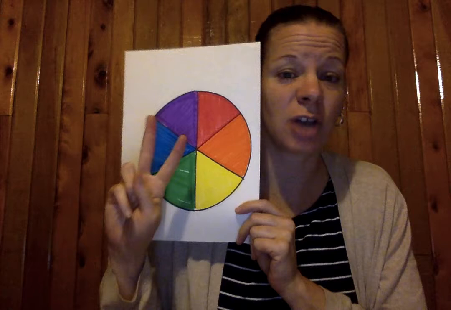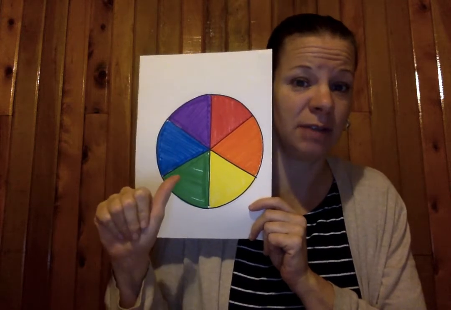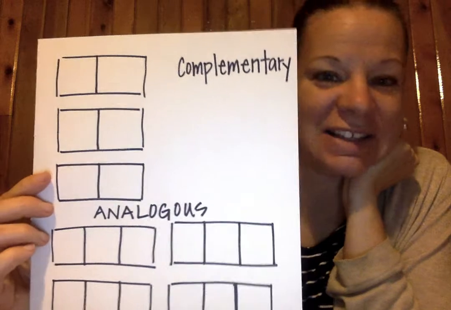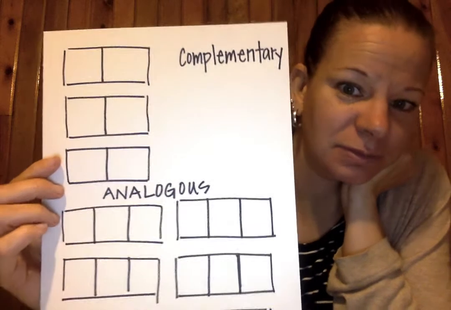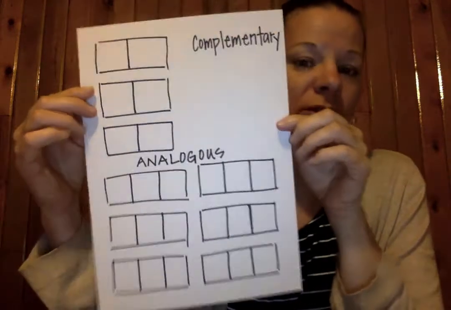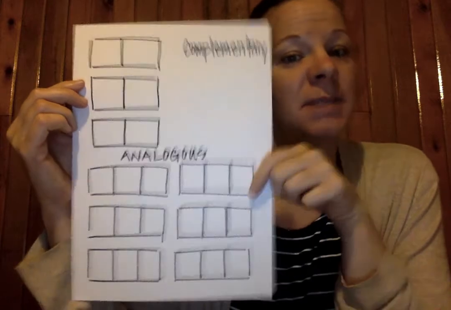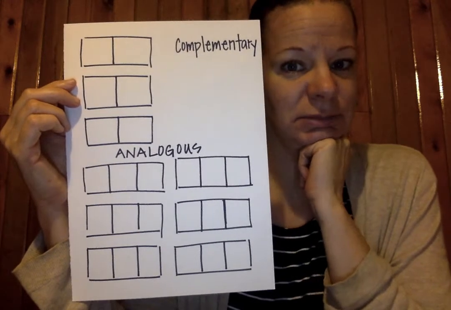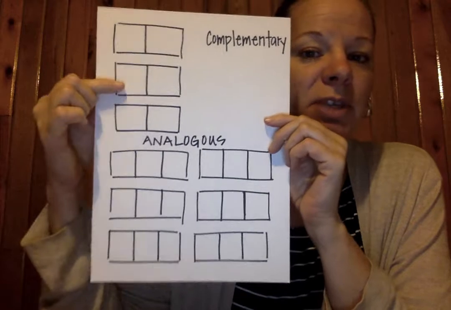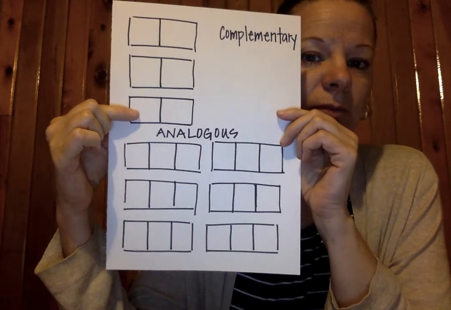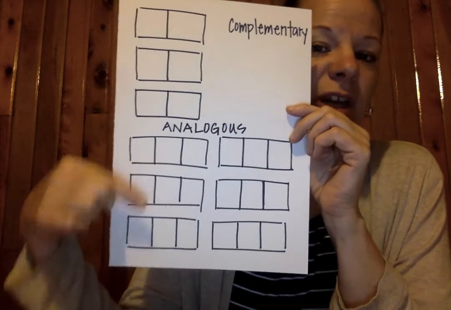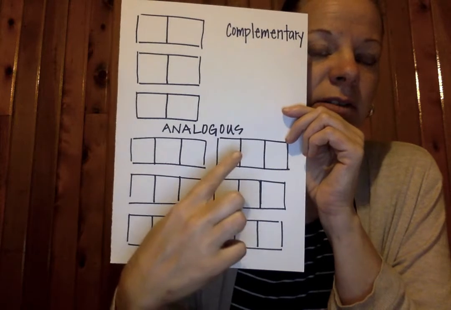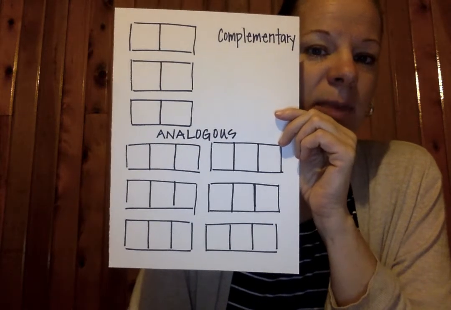Okay, today we're going to talk about two other relationships. Are you ready? Who knew we'd be talking about relationships in art class? We've got complementary and analogous. And so what you need to do today to help you understand them is make a chart that looks like this. And so there are 3 complementary pairs, and then there's 6 different analogous groups, okay? And I'm going to talk you through that a little bit.